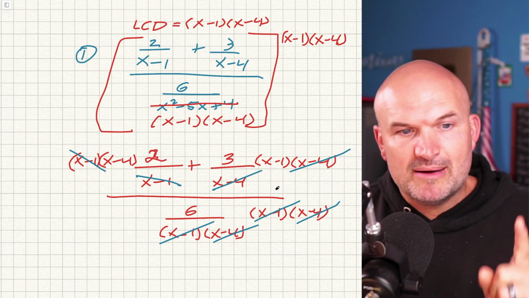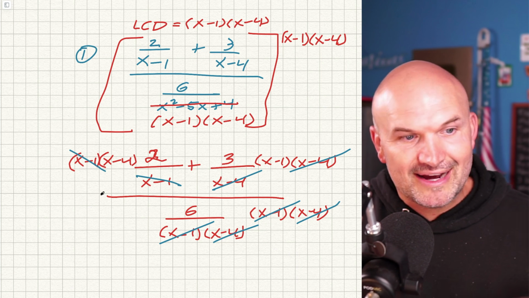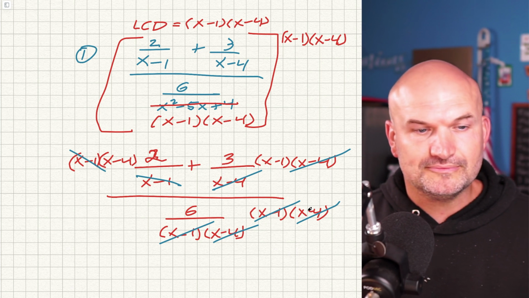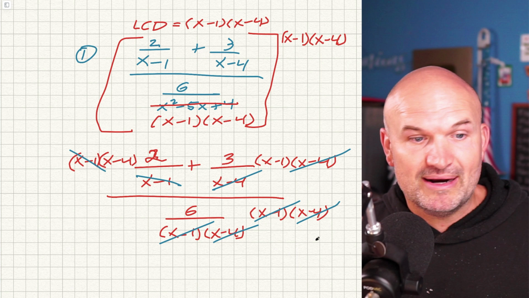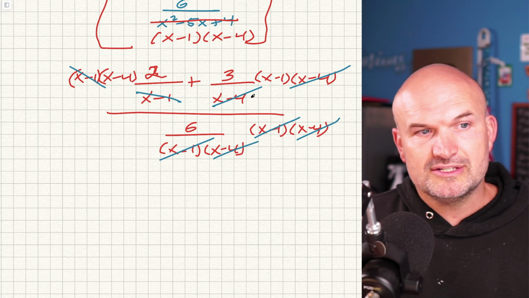By multiplying everything by my LCD, notice what happened to all my denominators. Bye-bye, they went away. Now I still have this one big denominator, and that's okay. We'll try to see if we can simplify this. But at this point, we have eliminated these little denominators. So now let's see what we have here.